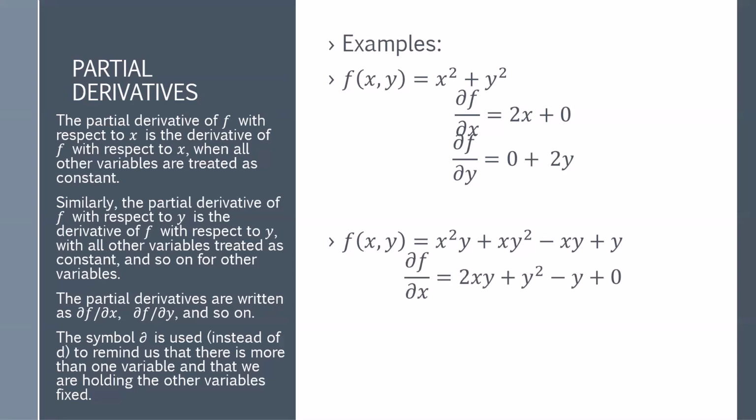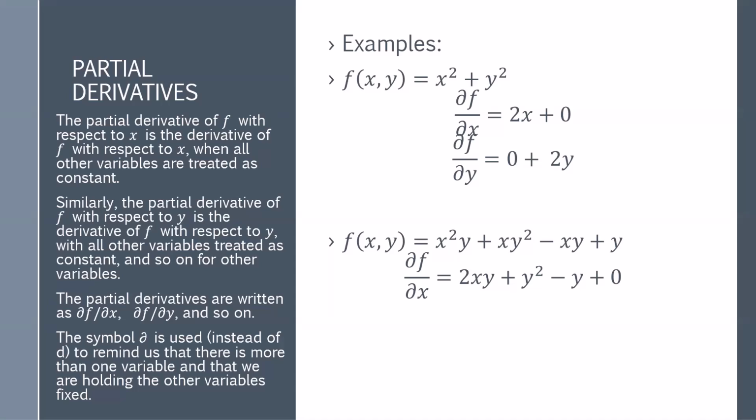For the xy squared term, we differentiate x and use the y squared as a constant. The derivative of x is 1, so we're left with y squared. The derivative of xy, again we treat y as constant, the derivative of x is 1, so we get y. And because the last term, y, has no x attached to it, it's again treated as a constant, and the derivative of a constant is 0. So we end up with the first partial derivative of f with respect to x being 2xy plus y squared minus y plus 0.